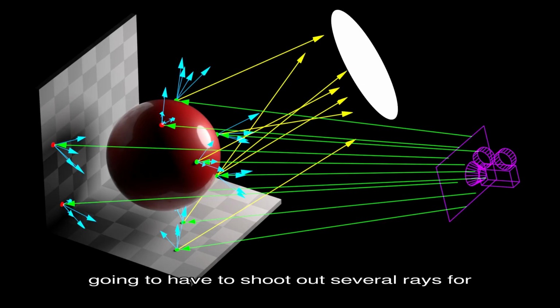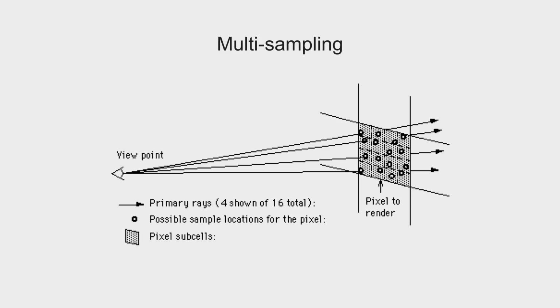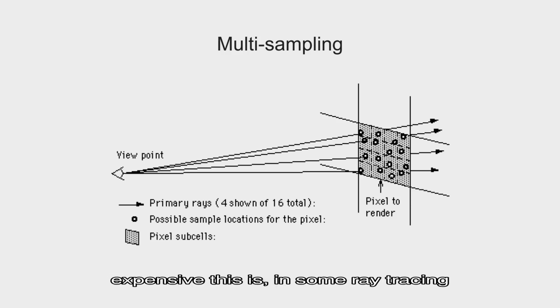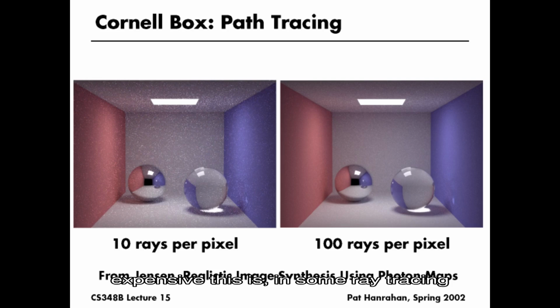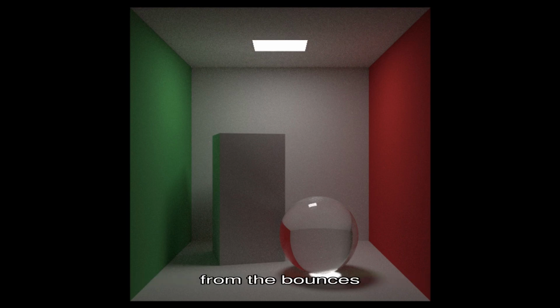Additionally, you're going to have to shoot out several rays for each pixel, not just one, and you'd average the results together. A typical 1440p monitor has about 3.6 million pixels, so that's a lot of rays you'd be tracing. To give you some perspective of how expensive this is, in some ray tracing algorithms, when the ray hits the apple, for example, they'll actually have several rays bounce off of the apple in that spot, and they'll average those results together. Those rays could even hit something and have several rays resulting from the bounces.